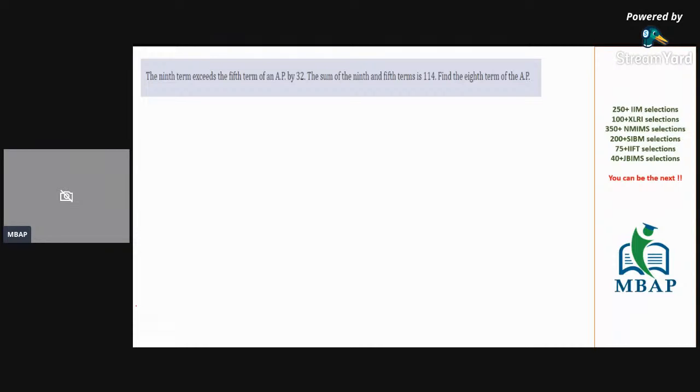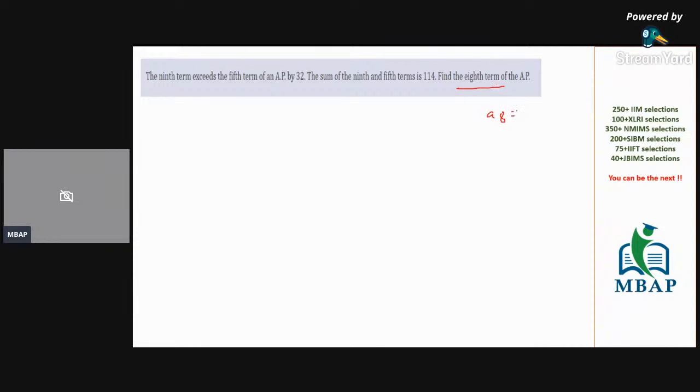Now let's see the next question. If this is clean and clear, let's solve the next question. The next question says the 9th term of an AP exceeds the 5th term. I repeat, the 9th term of an AP exceeds the 5th term of an AP by 32. If the sum of the 9th term and the 5th term is 114, the question is about finding the 8th term.